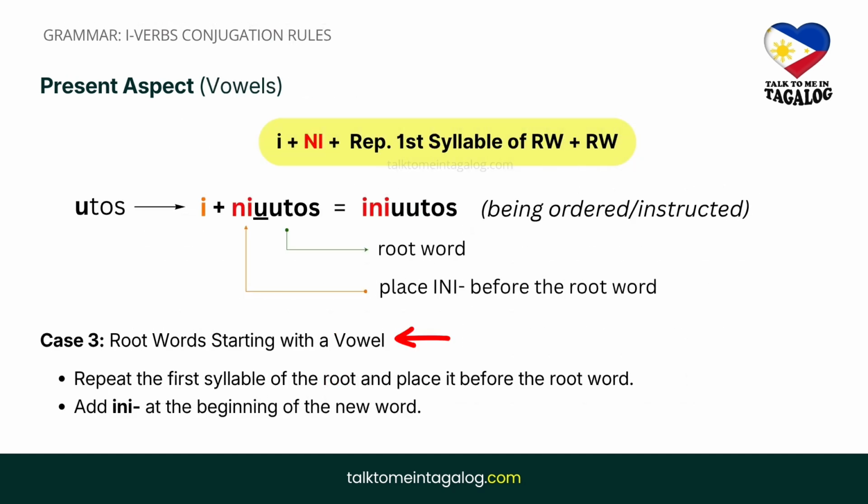Now let's look at case 3 for the present aspect. If the root word begins with a vowel, repeat the first syllable and place it before the root word, then add ini at the beginning. For example, take the root word utos, which means command, order, or instruction. Repeat the first syllable u and place it before the root word to form uutos. Then add ini at the beginning. The result is iniuutos, which means being ordered, being instructed, or being commanded.